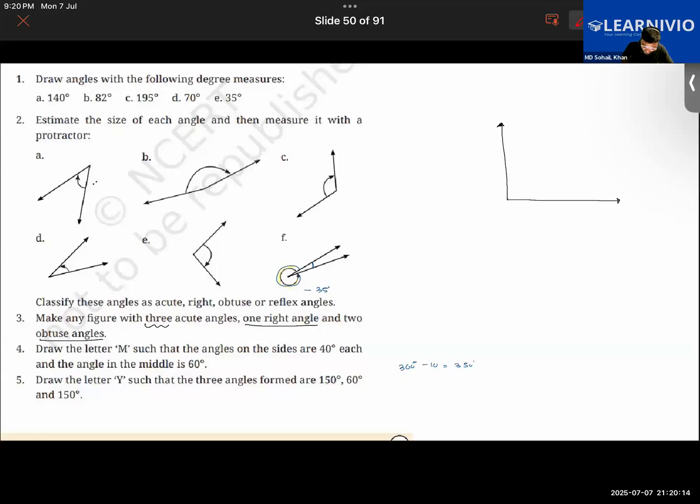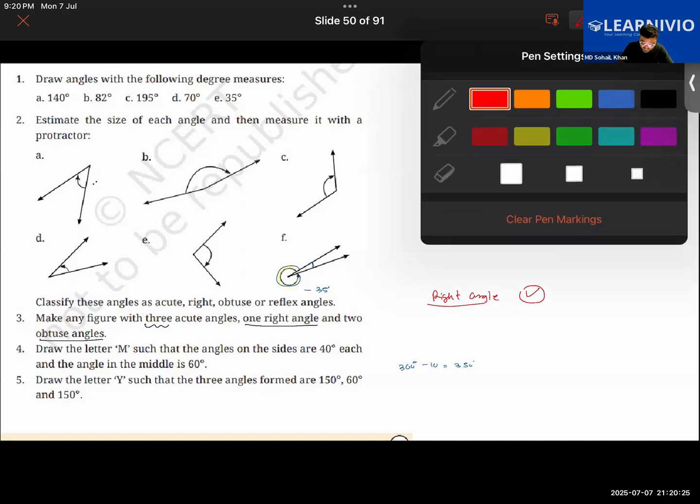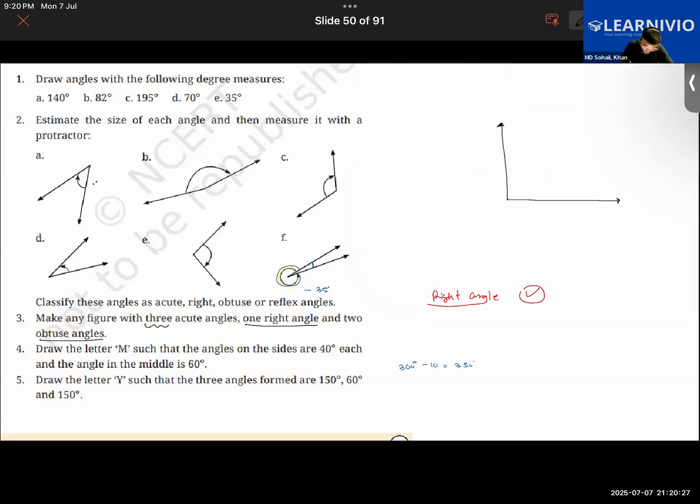First of all, a right angle, done. Okay, this is the right angle. Next, let's make an obtuse angle in this. First of all, let's name it also: A, O, call this B. To make an obtuse angle, let's draw a ray like this.